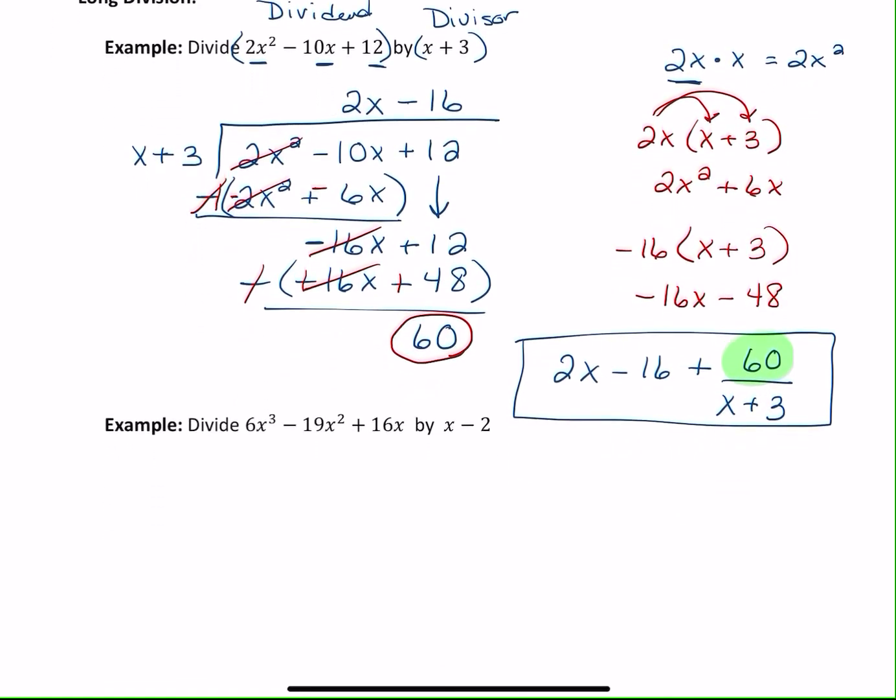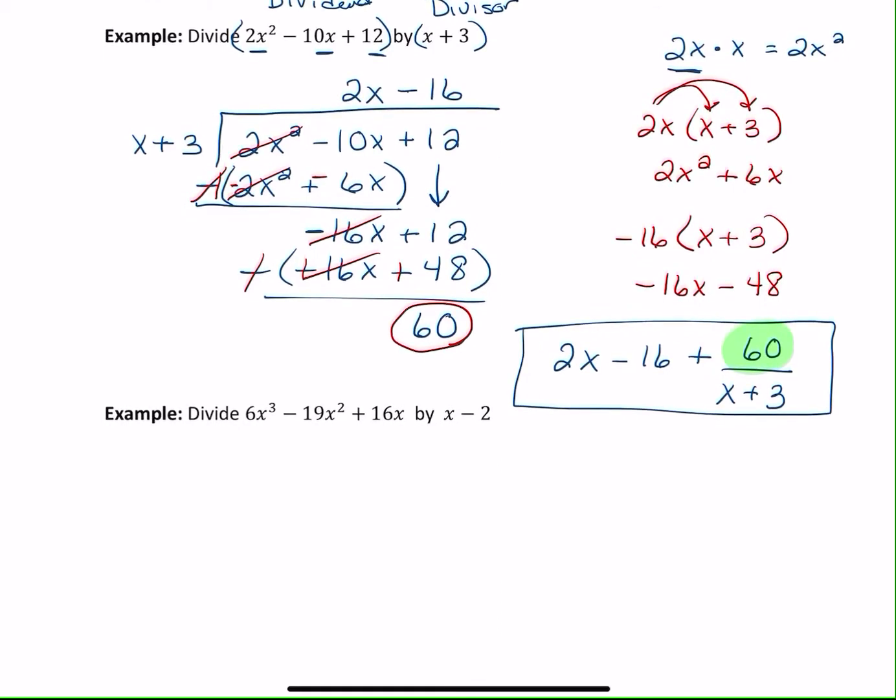Let's look at another example. Here, I've got 6x cubed minus 19x squared plus 16x, and I'm dividing that by x minus 2. And again, I'm in descending order, and I don't have any terms missing. I'm counting down from x cubed, x squared to x, and really there's a constant term that would be plus 0 if you want to fill that in. You don't have to, but if it helps you line stuff up better, it should be all the way down to no x term. So if there's one missing, it's a plus 0.